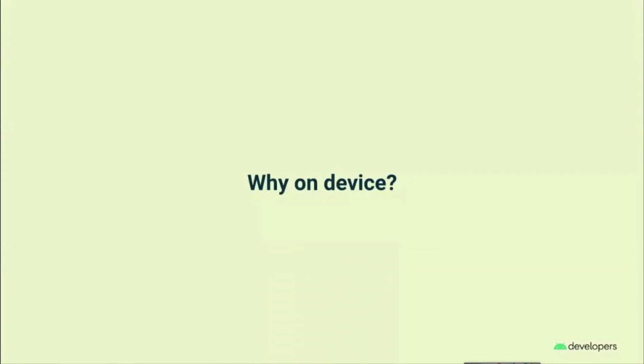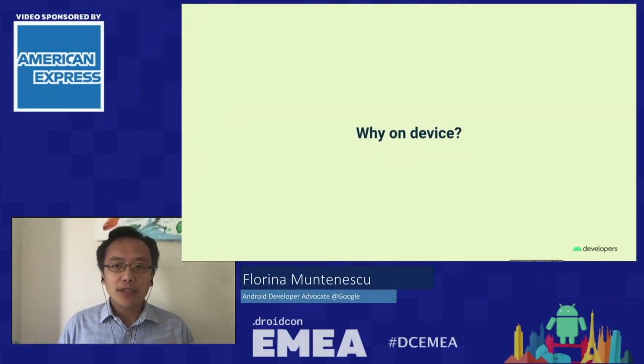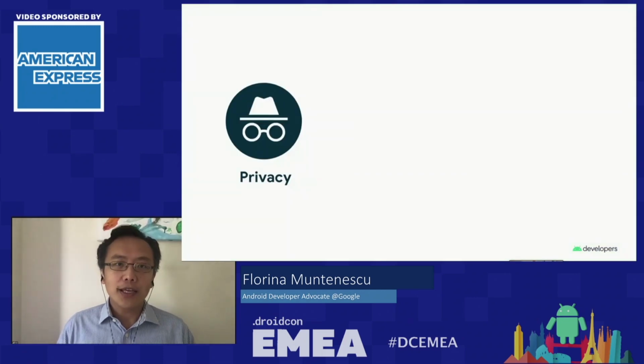And then the second question: why do we want to run this on device? Because ML is great running in the cloud, in all these massive data centers. So why should we do this? I would highlight 3 reasons. The first is data privacy. The data stays on your user's device.